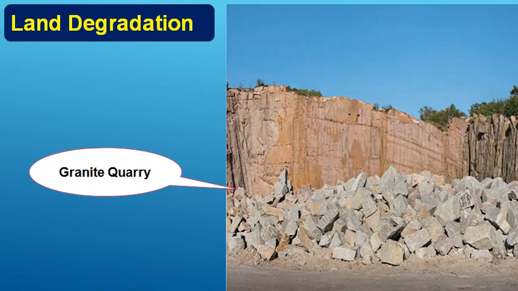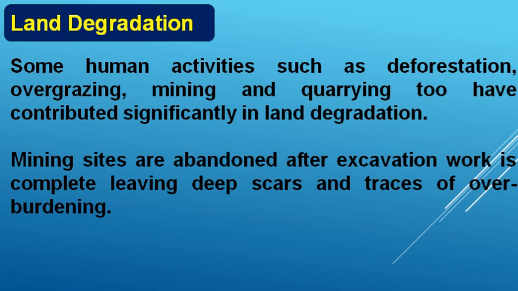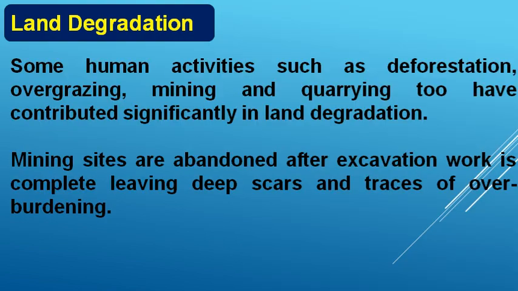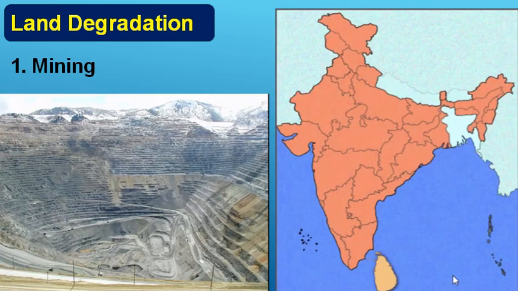Similarly, Karnataka is for granite. So, there again it will be quarrying. So, all these have contributed to land degradation. Now, what happens? Supposing a big area is there which is rich in minerals. So, it becomes a mining site, and after all the mining is over, then that land is abandoned. That is, they leave the land and it has deep scars, and the land is completely useless. The nearby areas also get polluted, and it affects the fertility of the agricultural land.